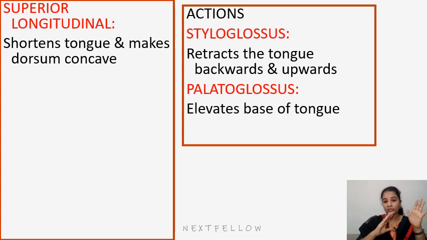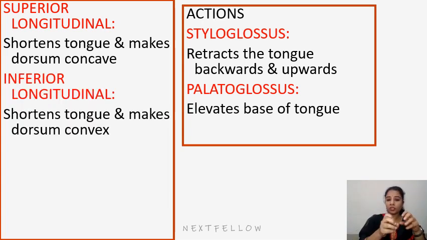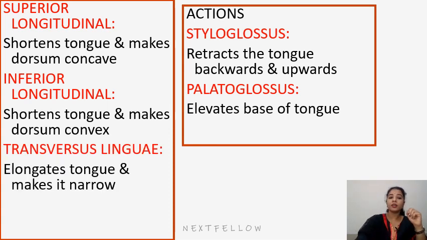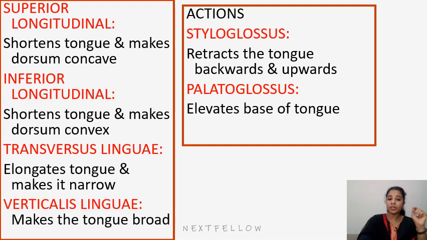Next, about the intrinsic muscles, superior longitudinal muscle shortens the tongue and makes the dorsum concave. It is attached on each side, so it contracts and makes the dorsum of the tongue concave. Inferior longitudinal also shortens the tongue but makes the dorsum convex. Transversus linguae is transversely present, makes the tongue narrow and elevates the tongue. Verticalis linguae makes the tongue broader.